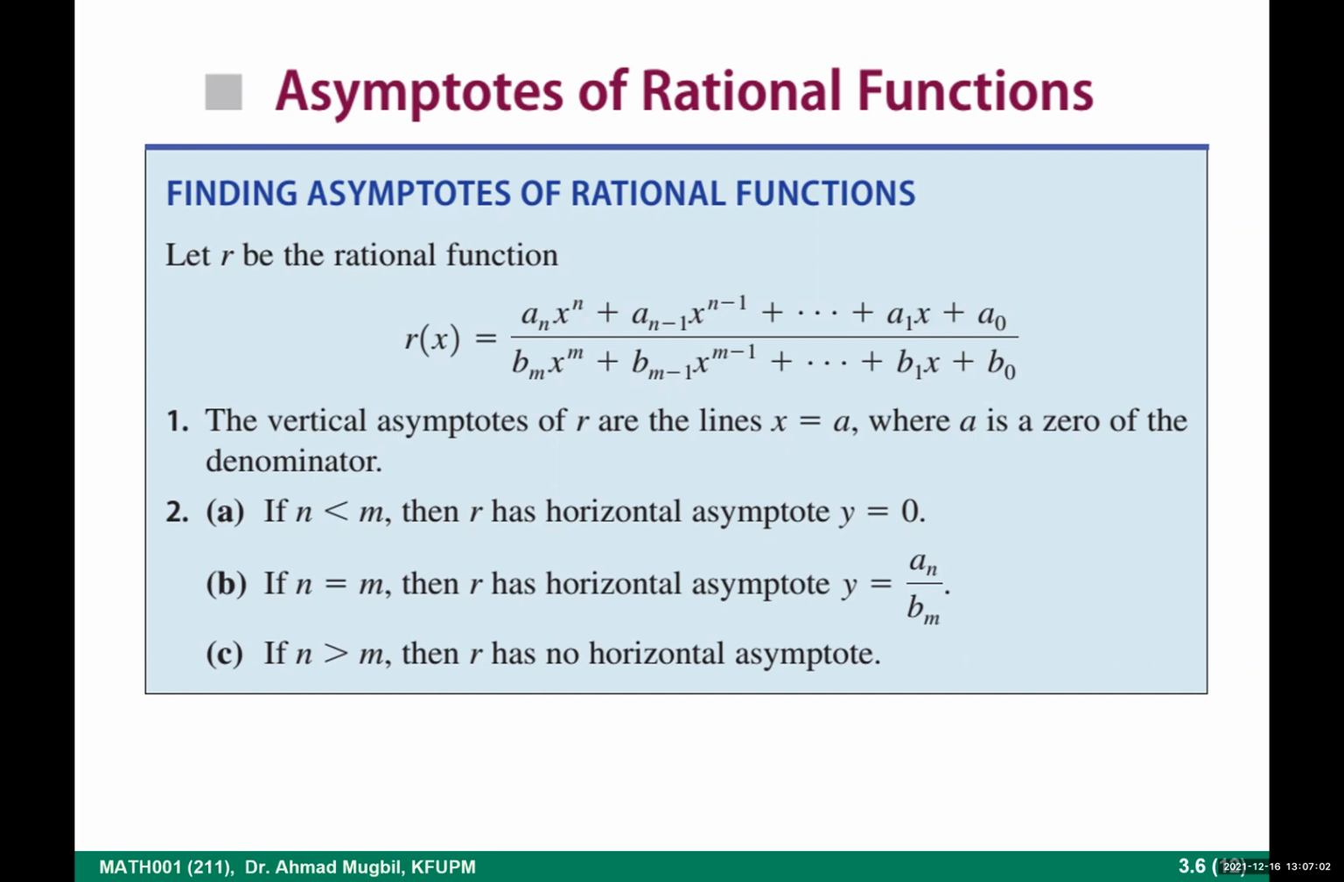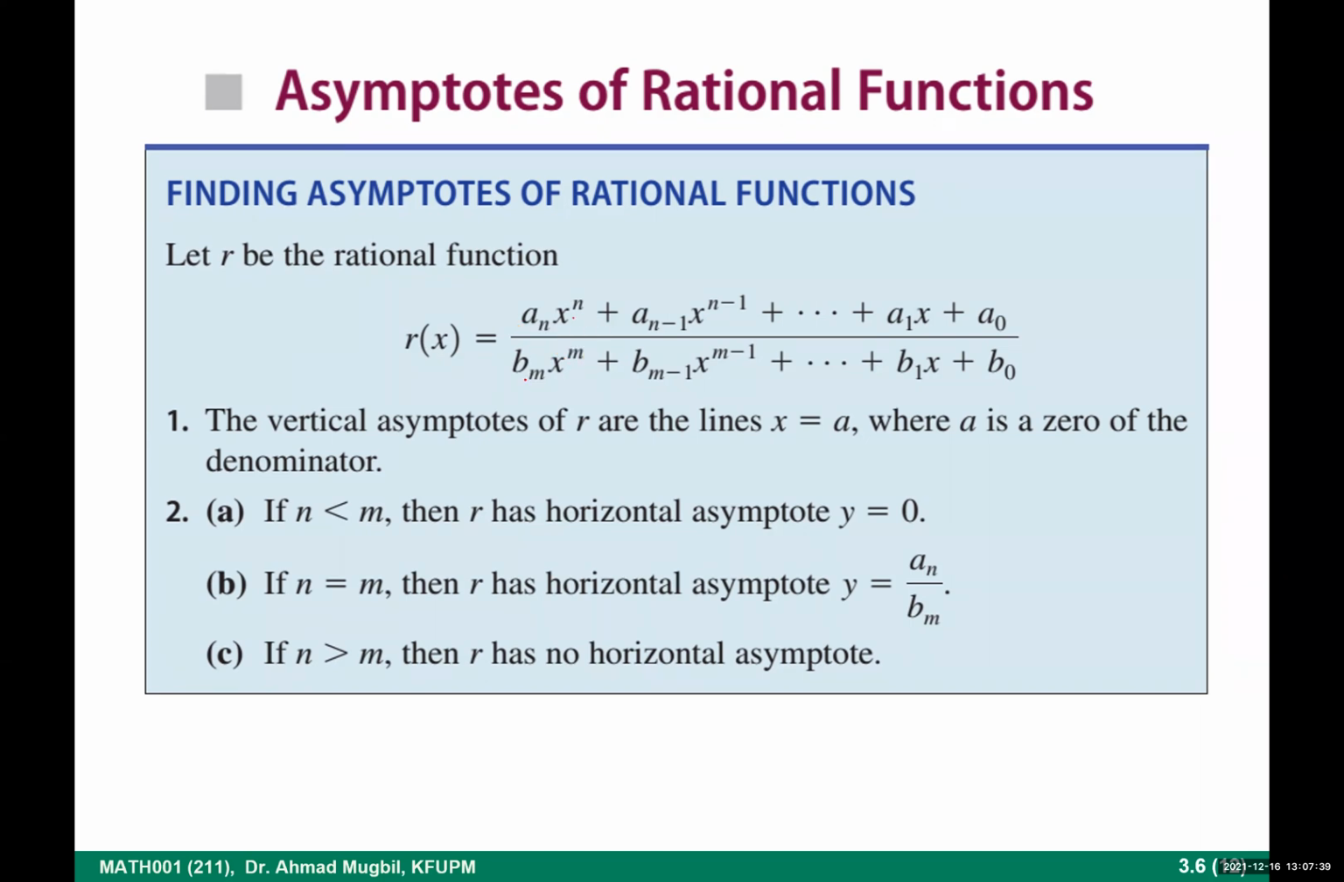Now, you know the definition of the vertical asymptote and the horizontal asymptote, right? Here in this slide, we have a method of finding the asymptotes of rational functions. If your function is rational, this is how to find the vertical and the horizontal asymptote. Since it is rational, it is polynomial over polynomial. Let's assume that the polynomial in the numerator is of degree n, and the polynomial in the denominator is of degree m.